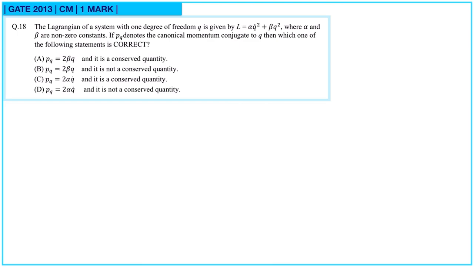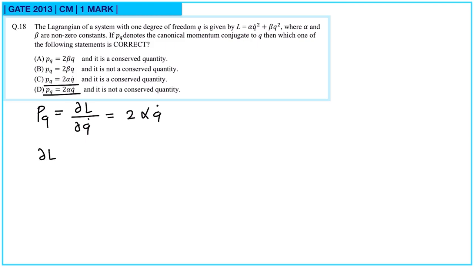Next question. The Lagrangian of a system with 1 degree of freedom q is given by L is equal to alpha q dot square plus beta q square, where alpha and beta are non-zero constants. If p_q denotes the canonical momentum conjugate to q, then which one of the following statements is correct? Now p_q is dou L by dou q dot, so that will be equal to 2 alpha q dot. So p_q is equal to 2 alpha q dot. So options C and D are correct.